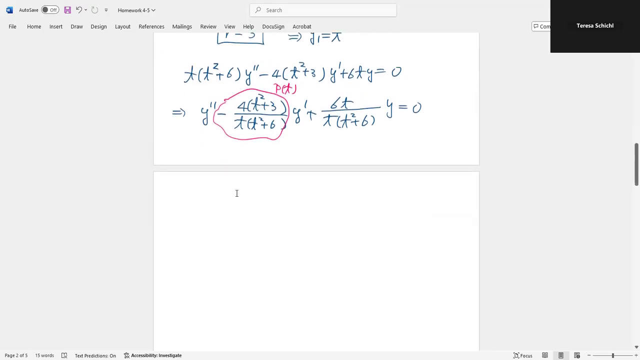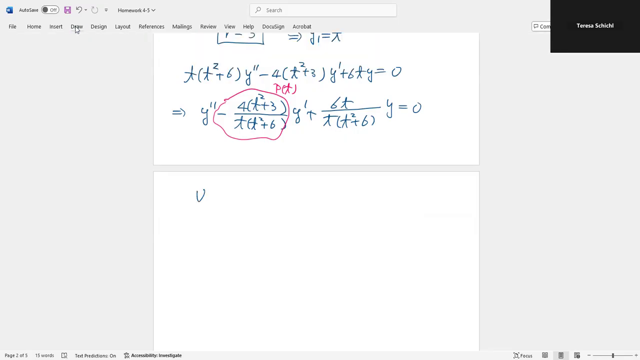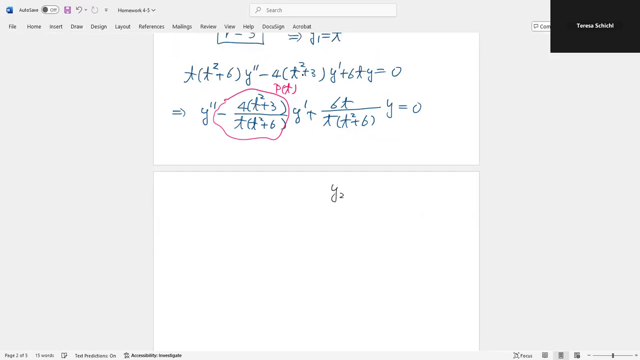Okay, so the first thing is here. Now apply Abel's formula. If you still remember, the formula here is, I should say, y2. Let's put the formula in a different color. So y2 equals y1(t) times the integral of, this is 1 over y1(t) squared, then this is e to the negative integral of p(t) dt.